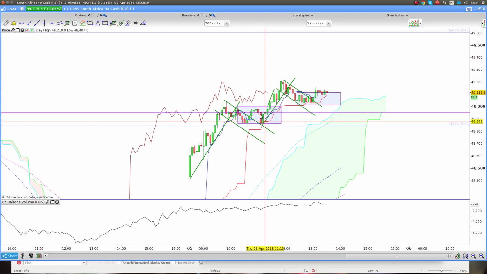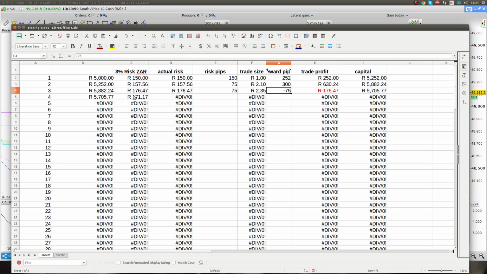Okay, so just get back to the spreadsheet. For this next trade, the risk is 170 pips, which means I can basically only trade with 1 Rand. What you'll also notice here is that because I've lost money, my capital has come down. So therefore my 3% risk of capital has come down as well. Previously I was able to risk 176 Rand. Now I can only risk 171 Rand.